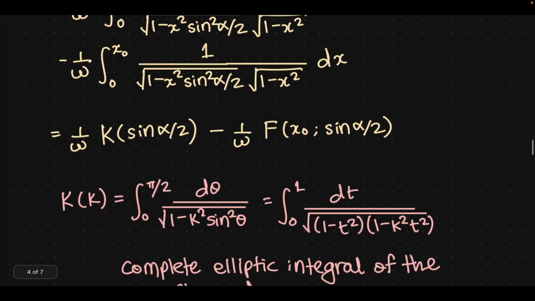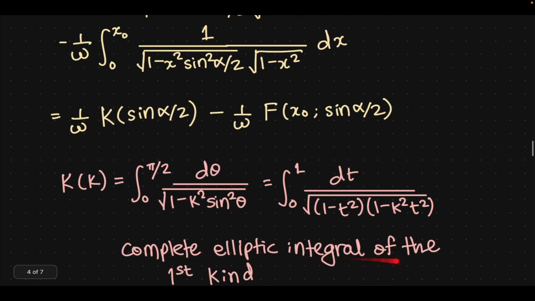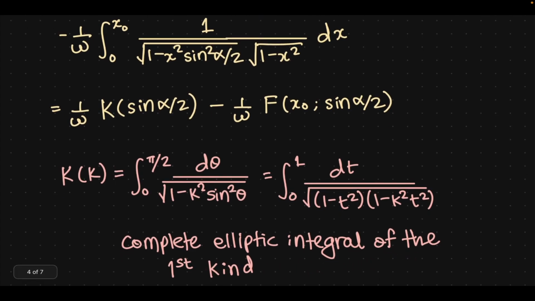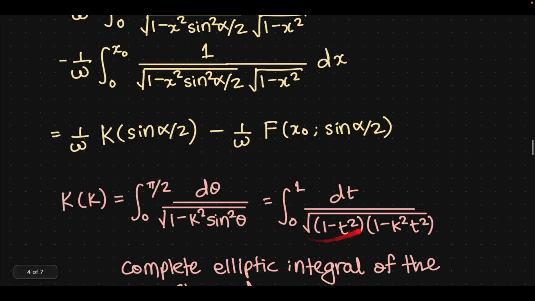So K of k, which is the complete elliptic integral of the first kind, and I made a video on this, so please check that out, is the integral from 0 to pi over 2 of d theta over the square root of 1 minus k squared sine squared theta, or the integral from 0 to 1 of dt over the square root of 1 minus t squared times 1 minus k squared t squared. This second one is what we're using here.